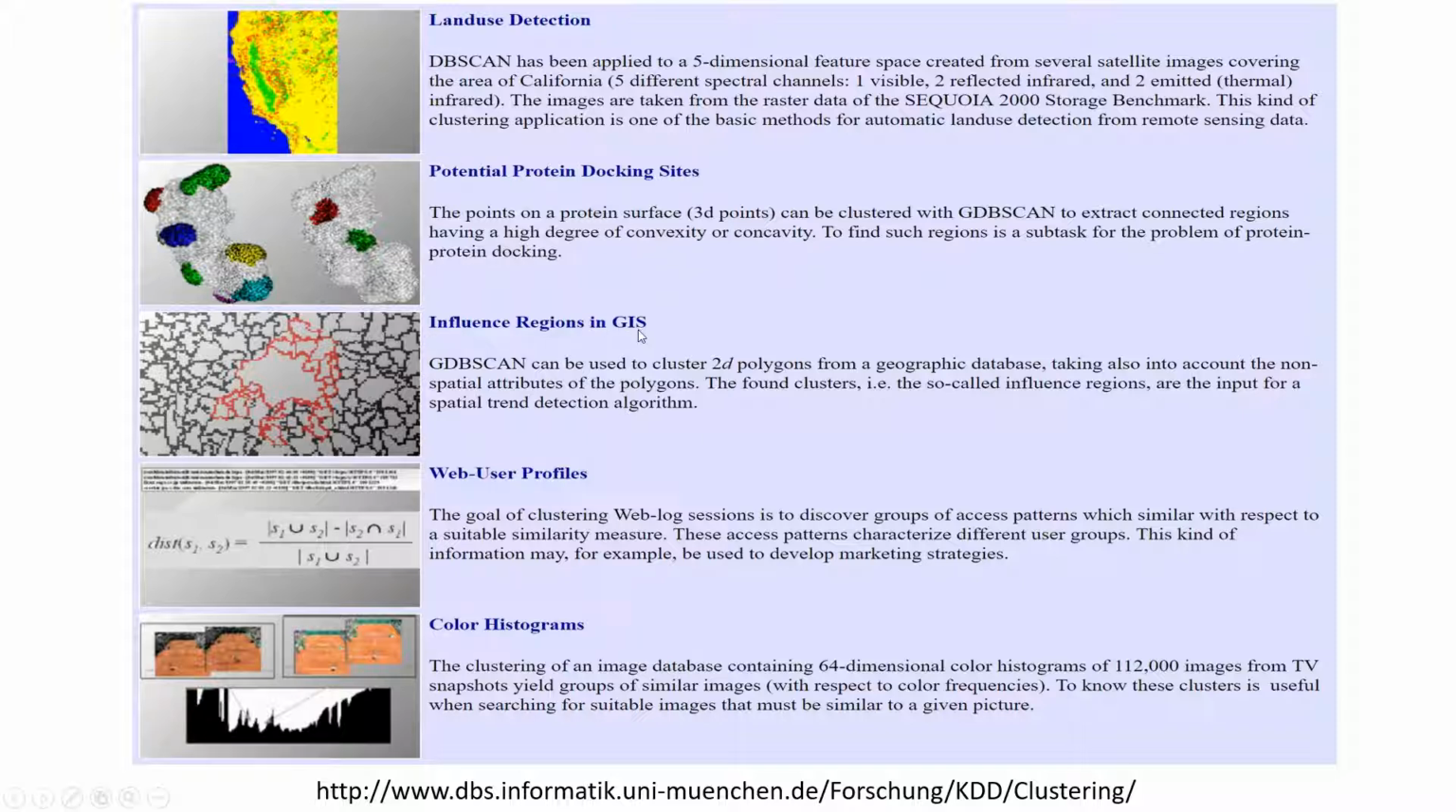In a GIS, graphical interface system, geographical information system, the influence regions, again similar to the satellite pictures only, dbscan will do a good job. There is also called HDBscan, hierarchical dbscan. Okay. Web user profiles, you can use it for web user profiles.